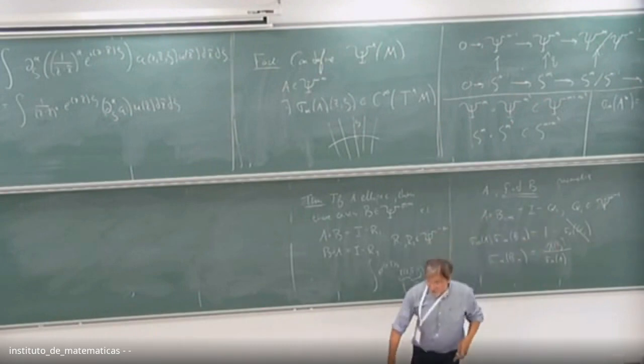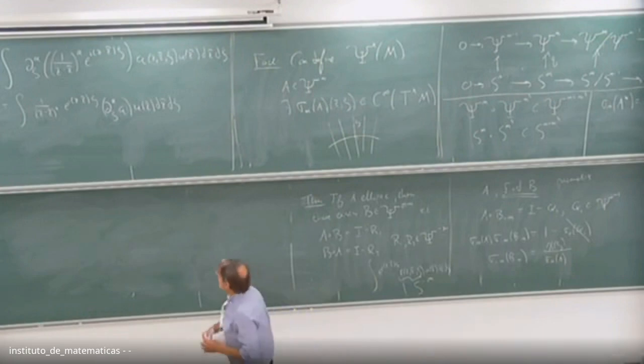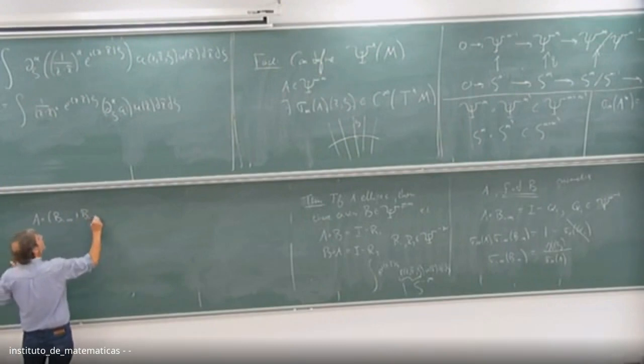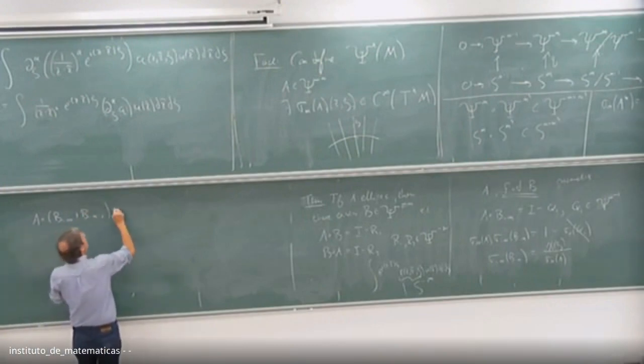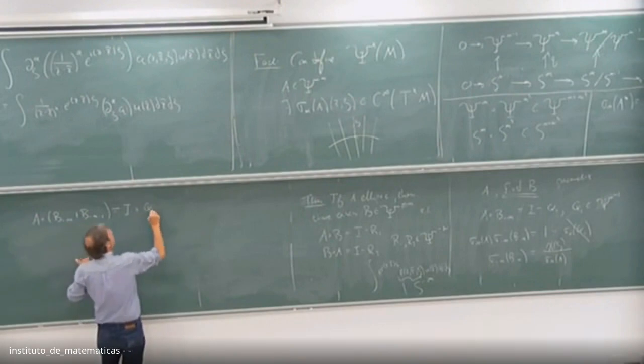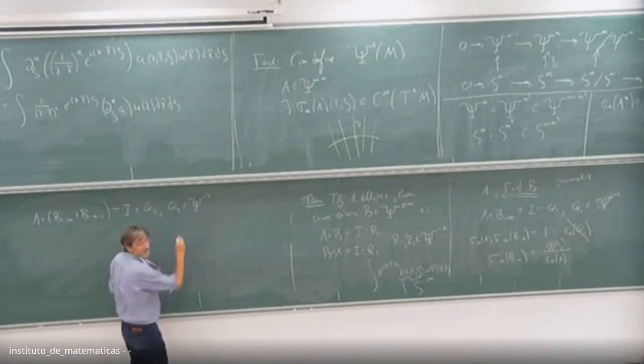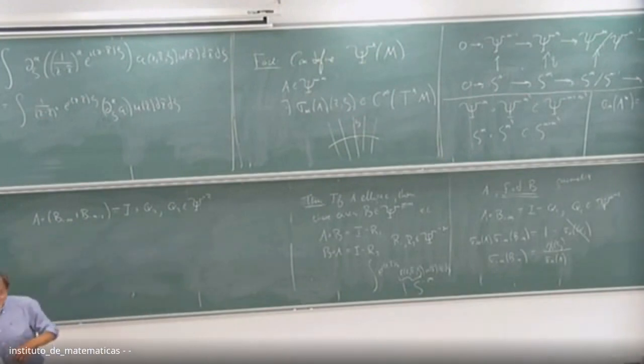Okay? Now I'm going to do something slightly crafty. I'm going to try to solve B minus m plus B minus m minus 1 is equal to identity plus Q2, where Q2 is in psi minus 2. So I try to solve it one order better.